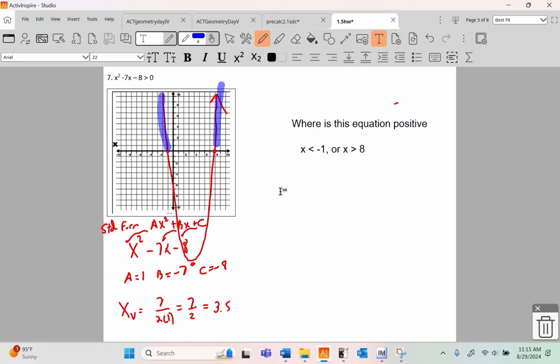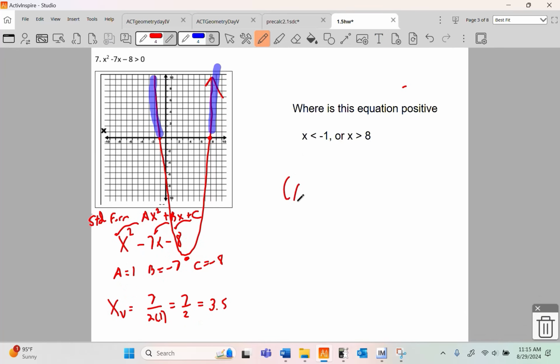Now, algebraically is a little bit different. It still takes a bit of work. We start off with what we had originally. We factored it just a few minutes ago. It was x minus 8 and x plus 1. And it was bigger than 0. And we call these critical values here. A critical value is that x is 8, and a critical value is that x is negative 1.